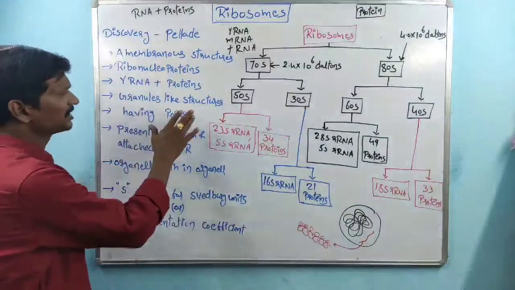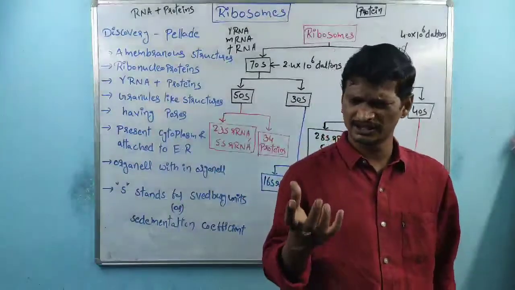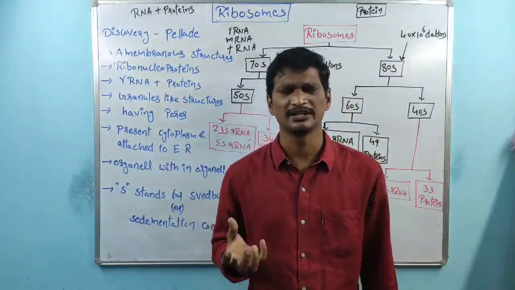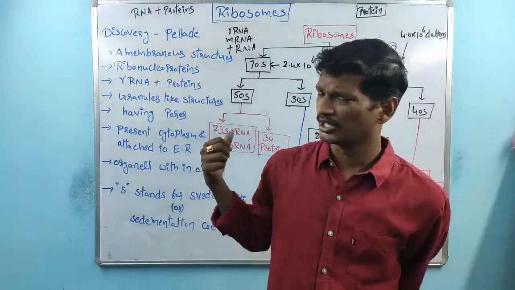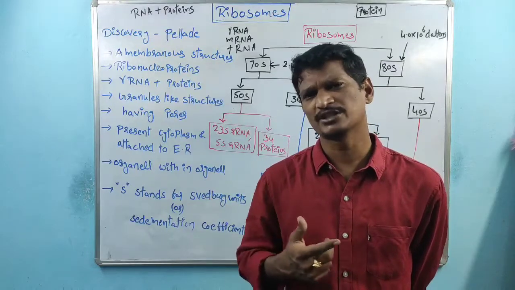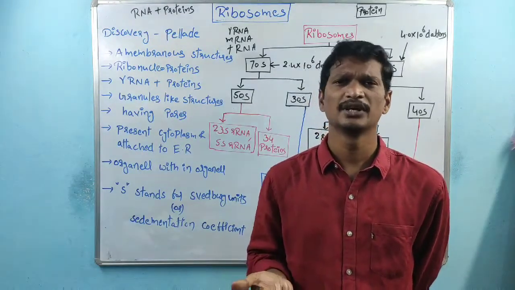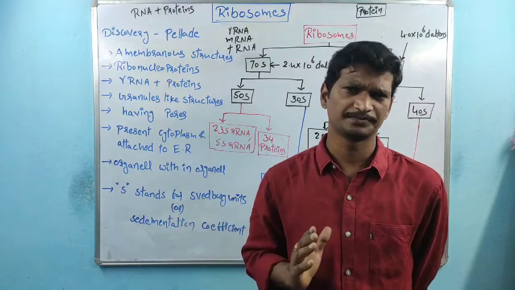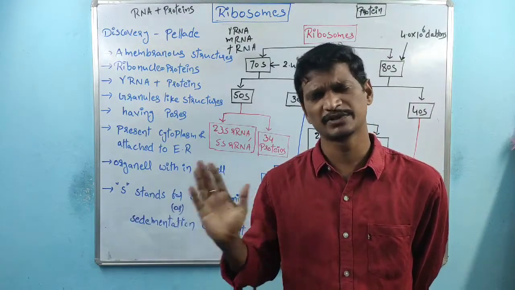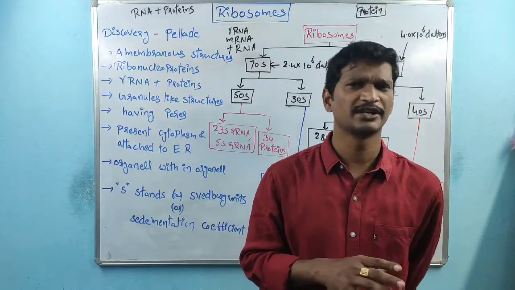Right? And these are granule-like structures. We know these form the granule-like structures. These are very hard structures, right? Based on the ribosomes also, we classify the endoplasmic reticulum into two types. Presence of ribosomes: granular endoplasmic reticulum. Absence of ribosomes: agranular endoplasmic reticulum.